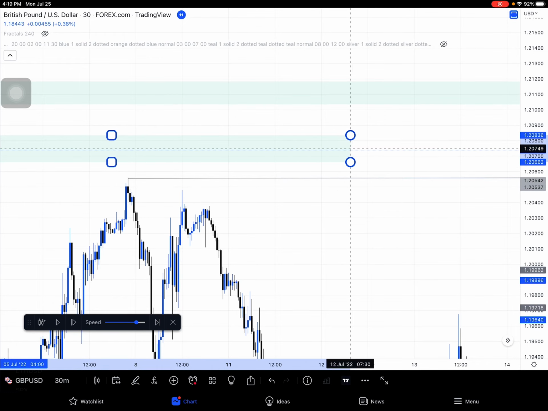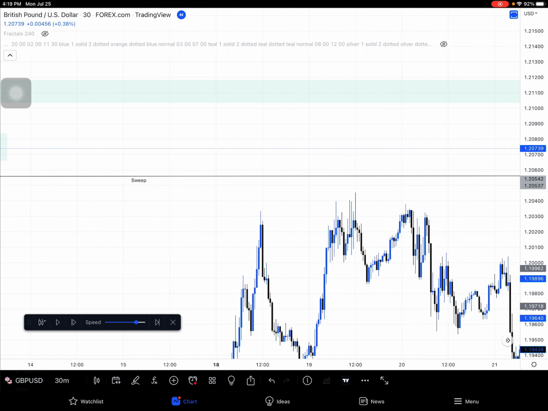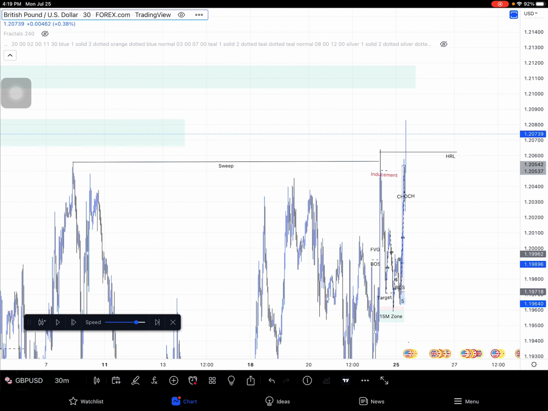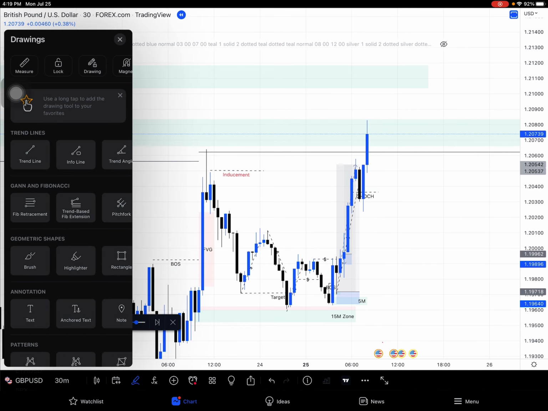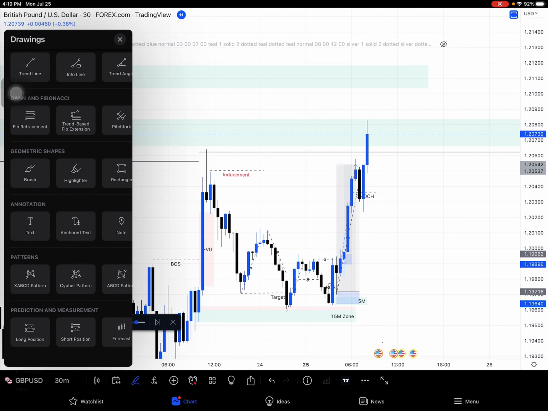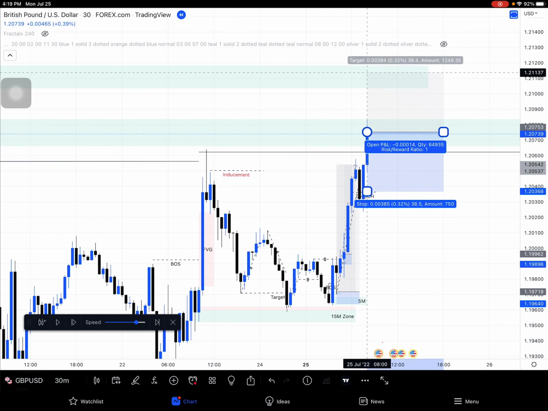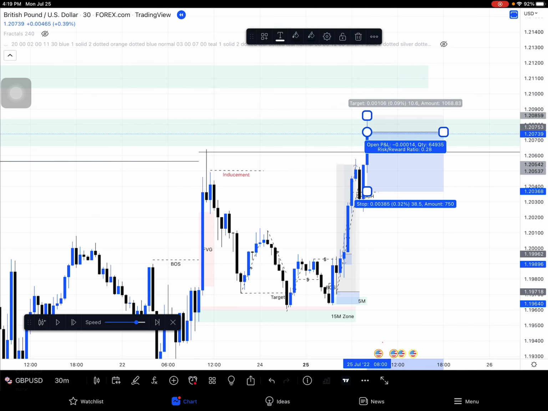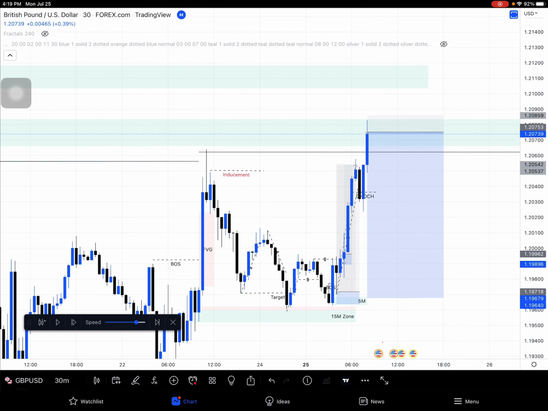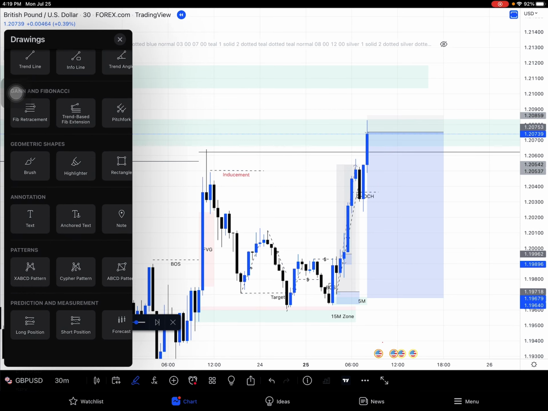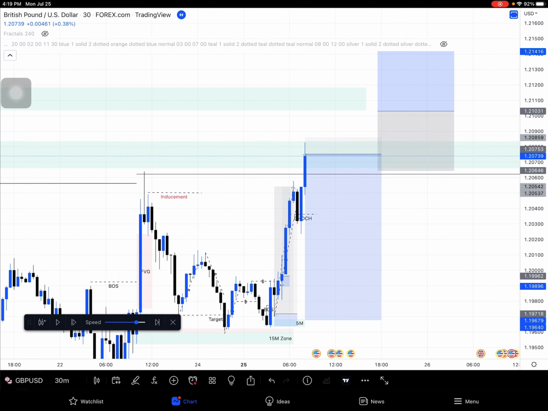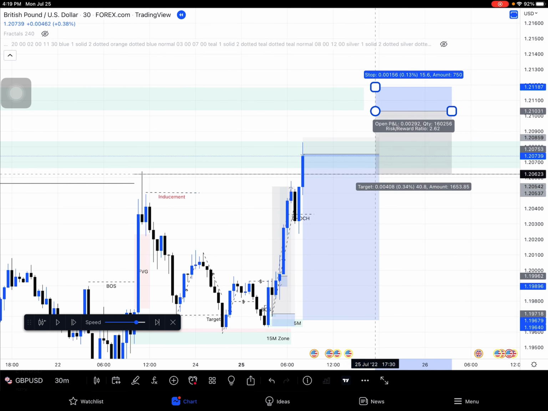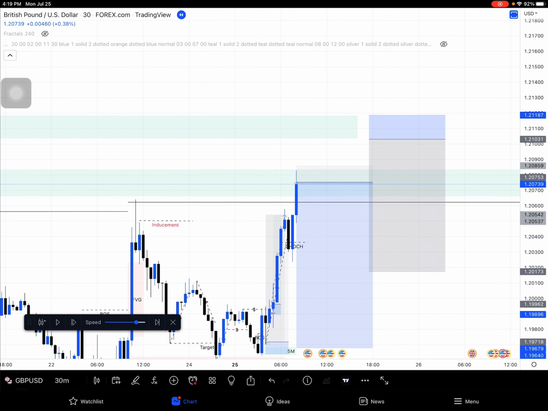All right, so I'm just dragging the whole zone from here to here. I'm thinking that I will take a trade from this half of the position till this point. Another trade will be from this zone to this zone.